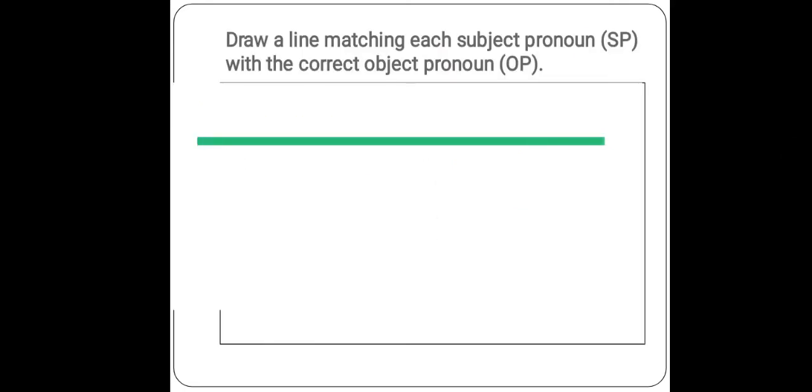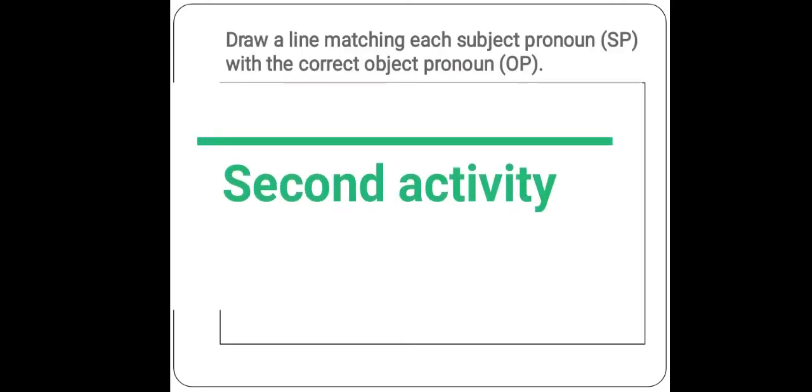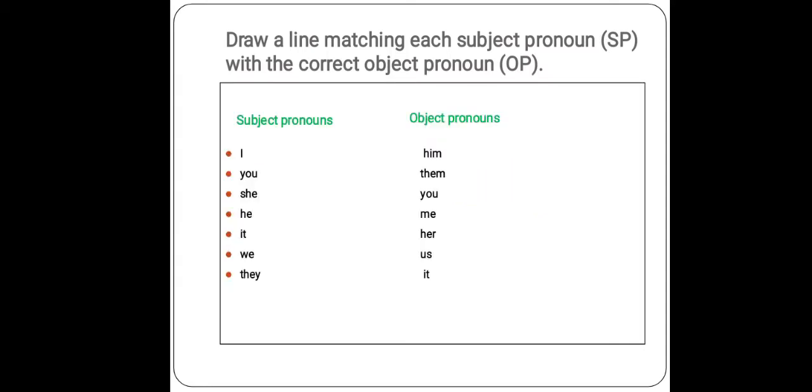So in this activity, we're going to draw a line matching each subject pronoun with the correct object pronoun. So subject pronoun, as we say in Arabic, the subject here, or al-fa'il, we change it with the subject pronoun, ضمير الفاعل, and with the correct object pronoun, the object is المفعول به. So here ضمير المفعول به, the object pronoun. So I, for example, the subject pronoun is I. For the object pronoun, it should be, right, me.